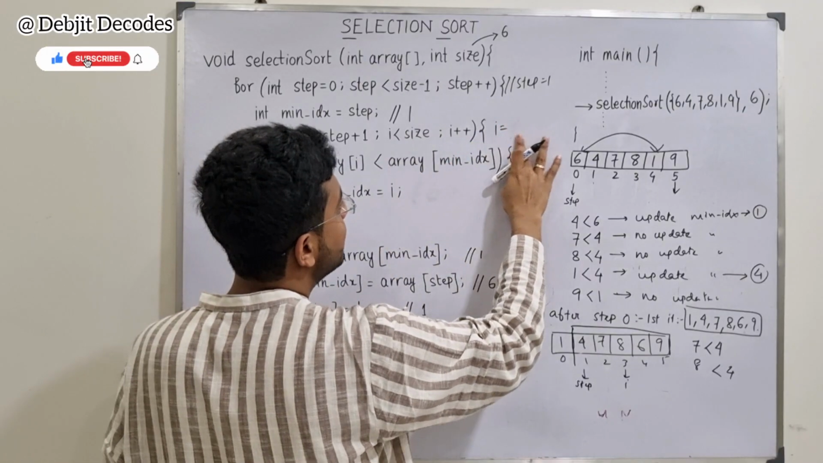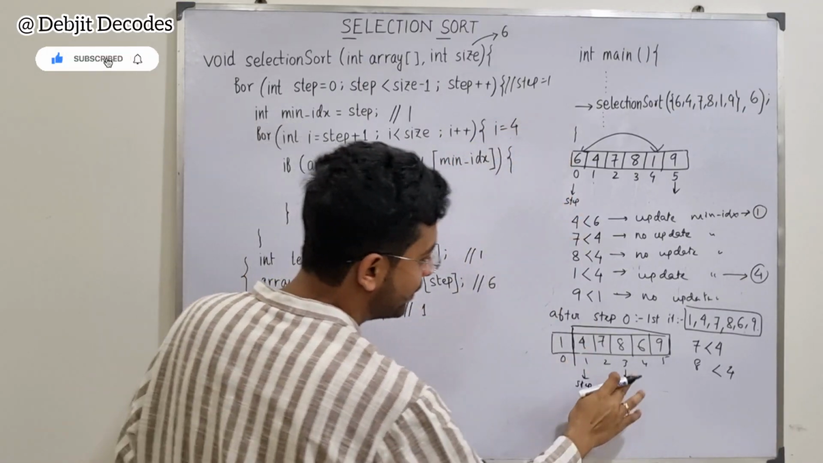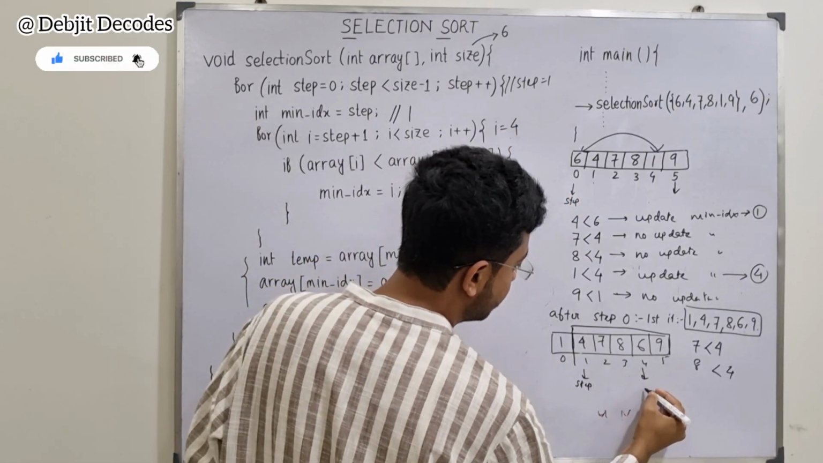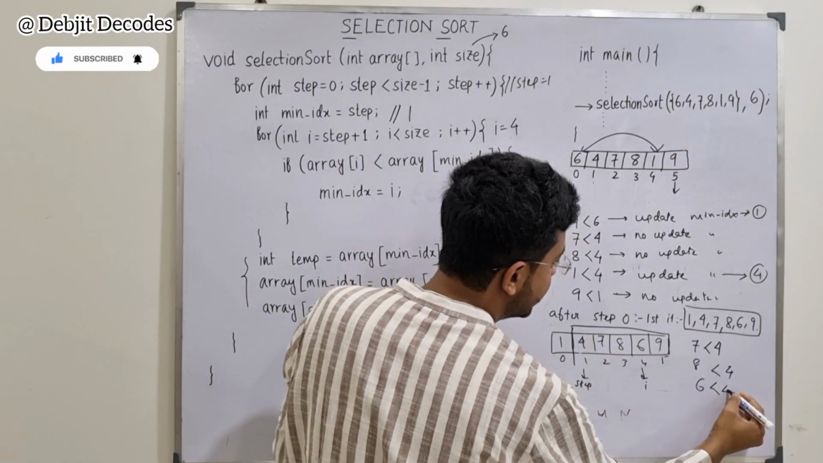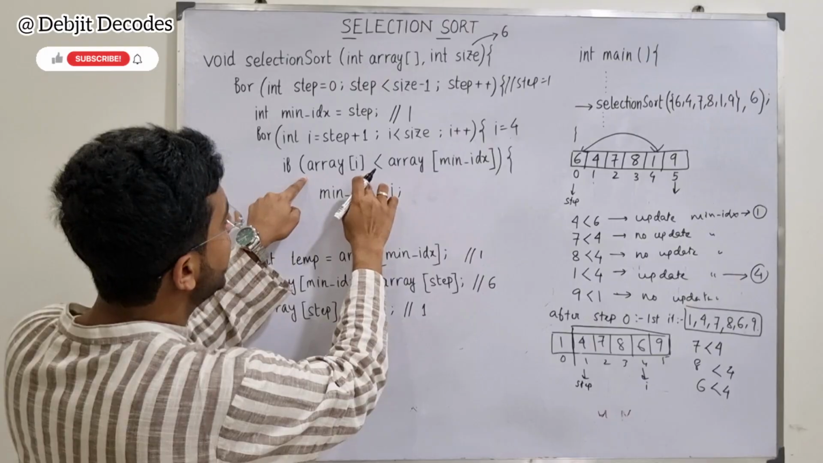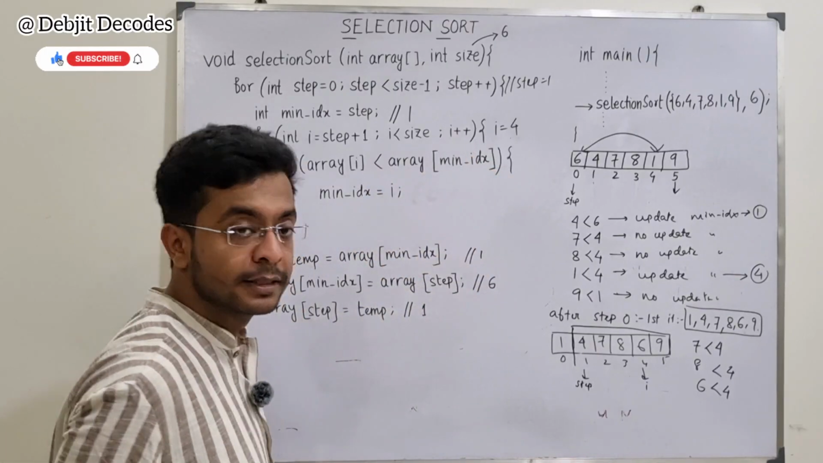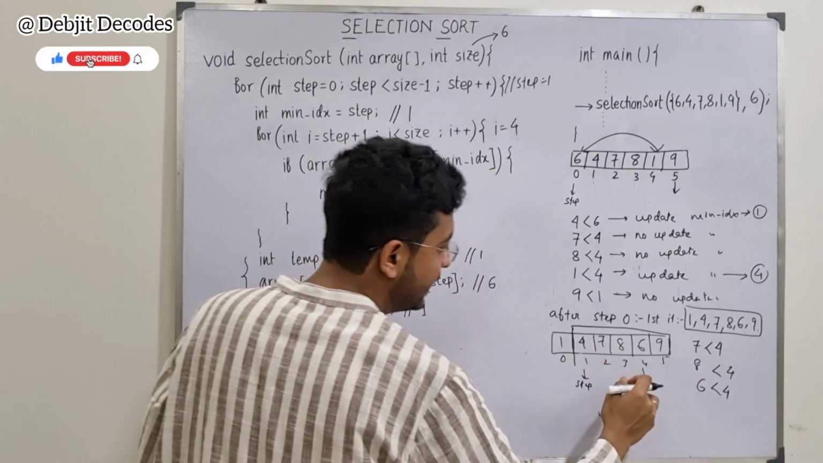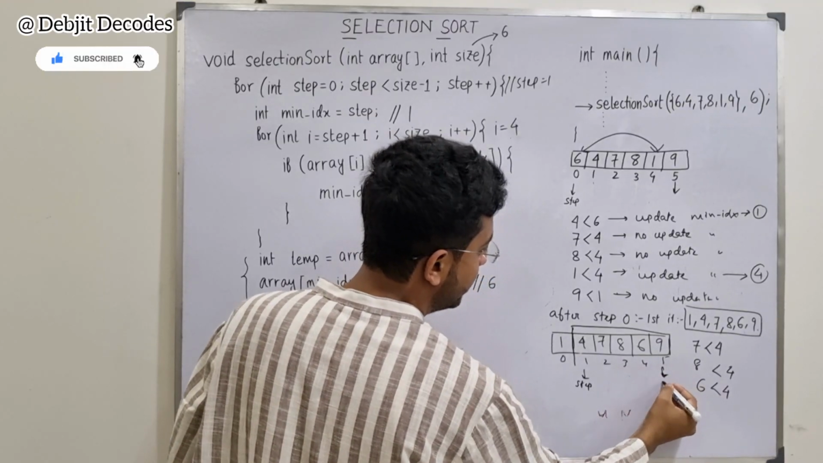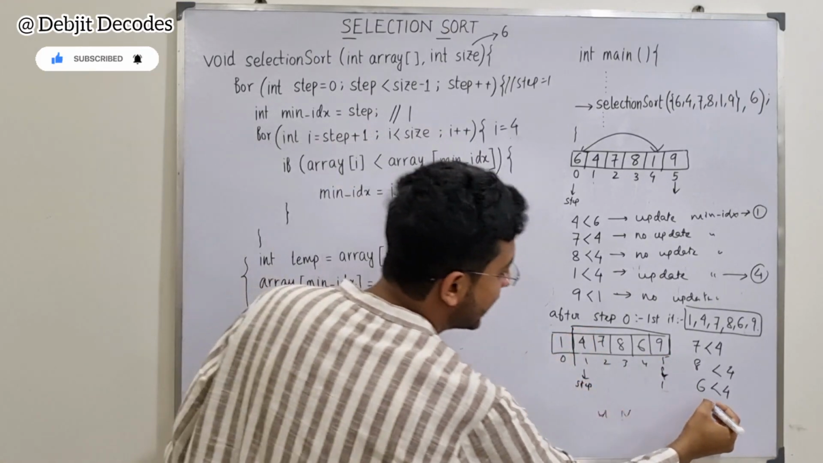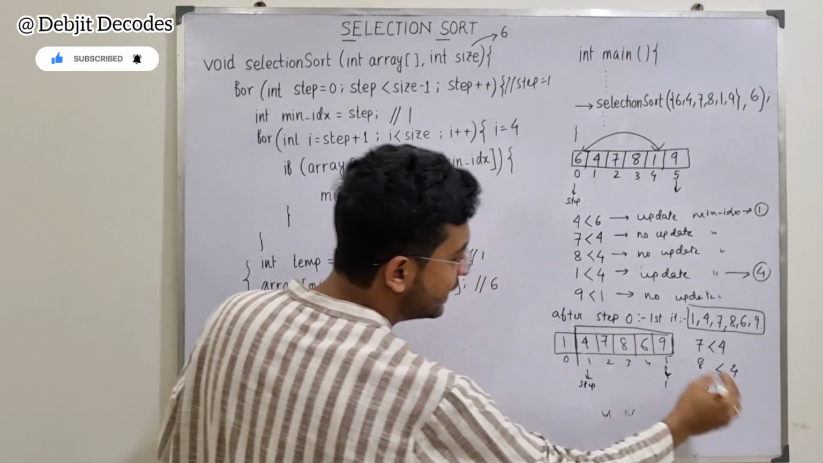So next I becomes 4. It is checking 6 and 4. It is checking whether 6 is less than 4, because 6 is array of I and then array of min index, right? So in that case again it will not satisfy and this will go here. I is here, so it will be checking again 9 and 4. Again this is not satisfied.